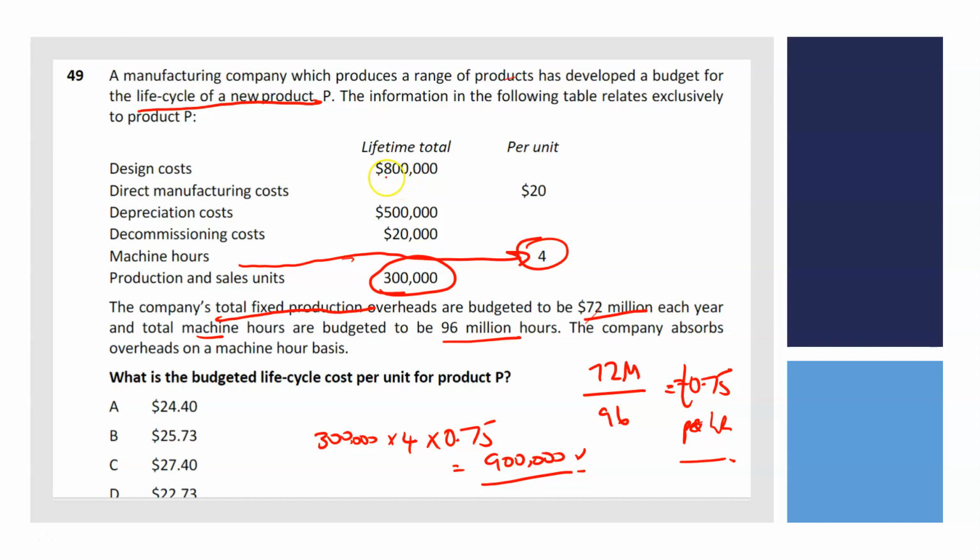So first of all, what do I have here? It says the design costs are 800,000. My depreciation costs are 500,000. And my decommissioning costs are 20,000. So that brings me to the happy place of 1.32 million. So I've dealt with those. Tick box, tick box, tick box.